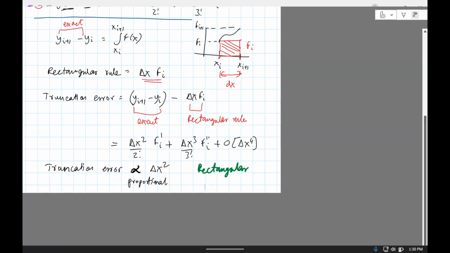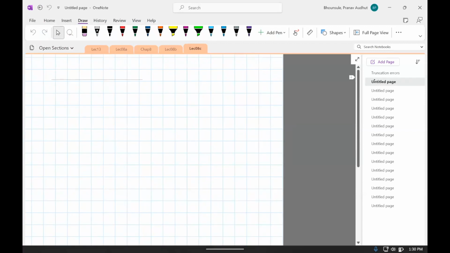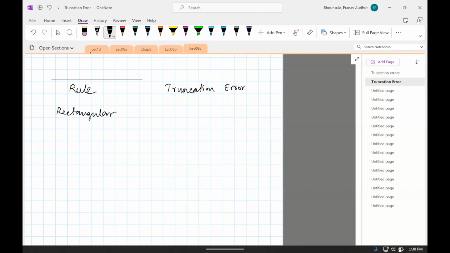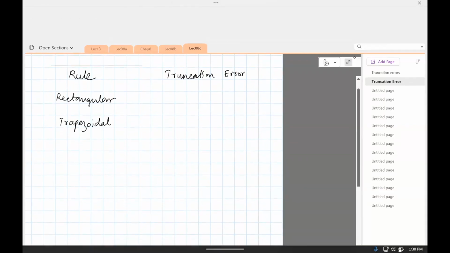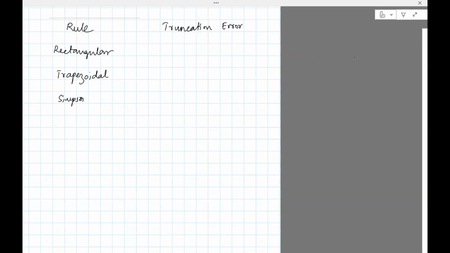So here is a table of all truncation errors. Let's make a table of rule versus truncation error: rectangular, trapezoidal, Simpson's one-third, Simpson's 3/8.